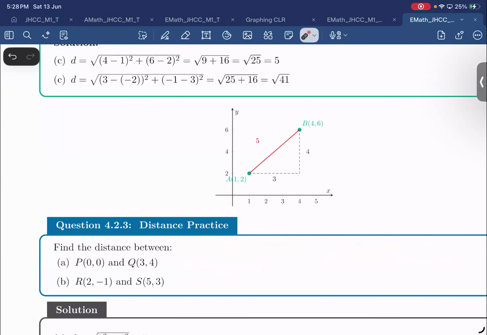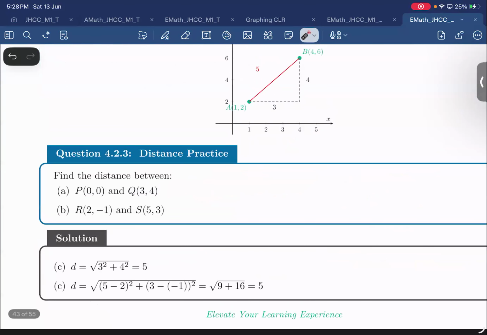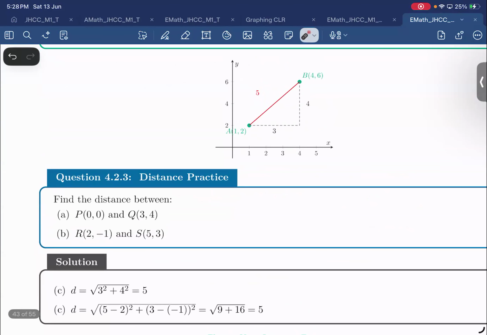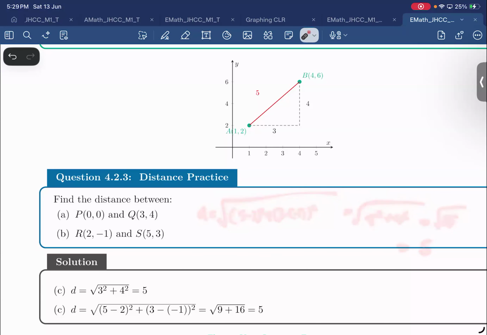Then for part B, square root of 5 minus 2 squared plus 3 minus 1 squared. Wait, I think I put, okay, yeah, 5 minus 2 squared plus 3 minus 1 squared. So this is the square root of 3 squared plus 4 squared, which is the same, so it's actually just 5.